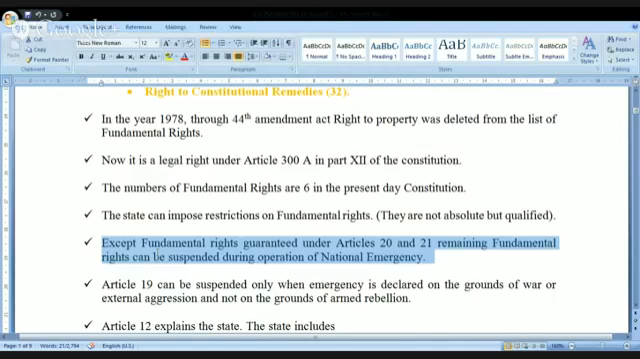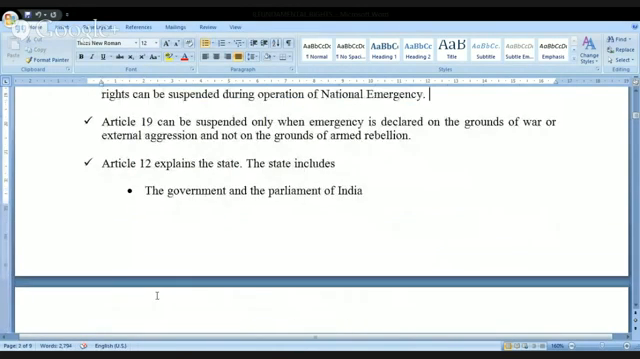But directly remember one thing, the fundamental rights that are guaranteed under 2 articles, Article number 20 and Article number 21, can be suspended only during the operation of the national emergency. Kindly remember this. Next, when it comes to Article number 19, look at this. Article 19 can be suspended only when emergency is declared on the grounds of war or external aggression and not on the grounds of armed rebellion.